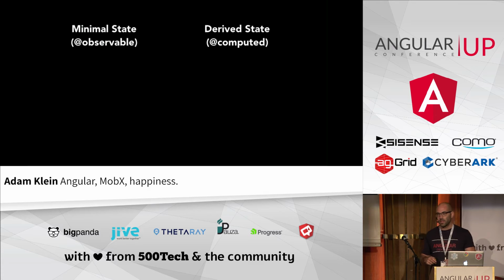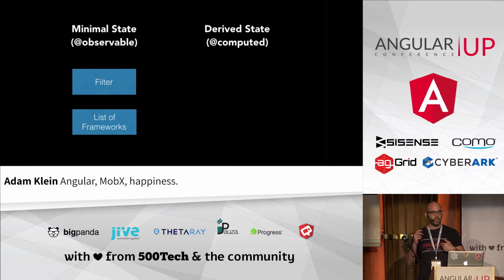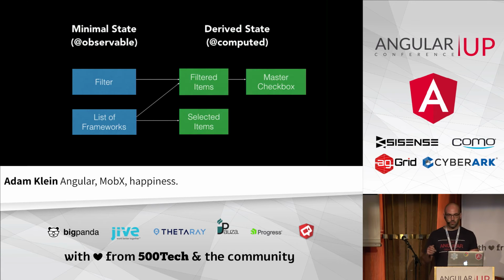So when we think about state in MobX, we need to think first about our minimal state. In the case of this application, it's the current filter, whatever the user typed, which is a string value, and the list of frameworks and their current Boolean value, whether they're checked or not. We don't need to keep on the state, for example, the list of filtered items, because we can always derive it from our minimal state. So in our derived state, we have the list of filtered items, the list of selected items, and the value of the master checkbox. At any given moment, we can calculate these from the minimal state. If we save them on the state, we will have duplication and we can go out of sync.